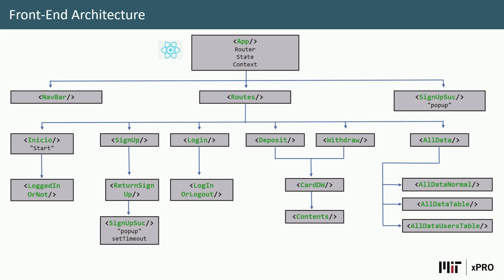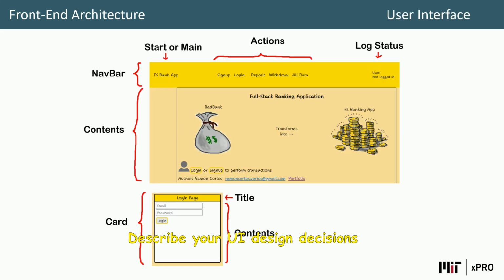And now let's go with describe my user interface design decisions. First, we have a log status at the top right corner because it's required. So then I continued with the navbar at the top. In the center, we have the actions, and on the left, we have the button to start our main, and the rest is for the content, all the contents.